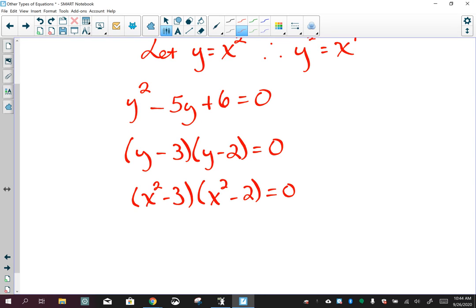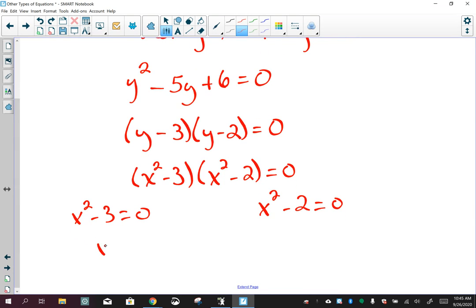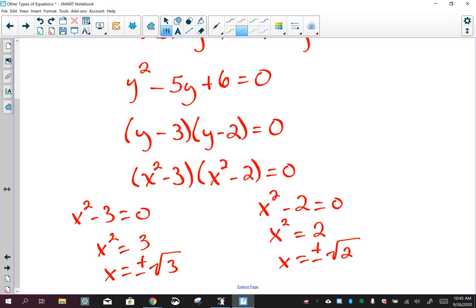That's equal to 0. And you know from our zero product rule that now that I have this, I can say x squared minus 3 equals 0, and x squared minus 2 equals 0. So I get x squared is equal to 3, so x is equal to plus or minus the square root of 3. I get x squared is equal to 2, so x is equal to plus or minus the square root of 2. And then these are my answers here and there.